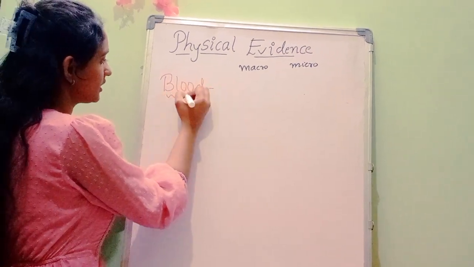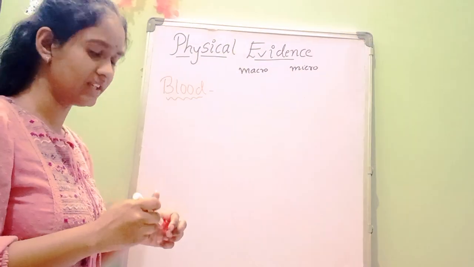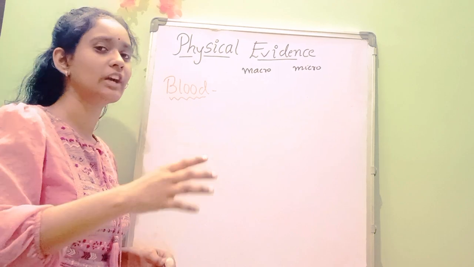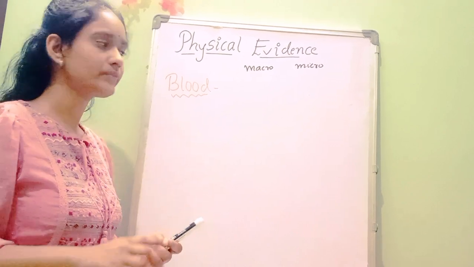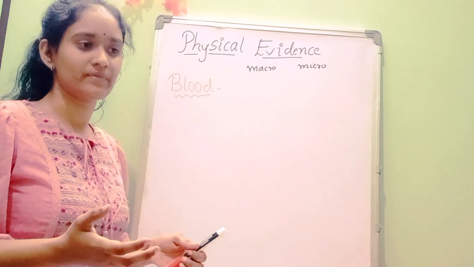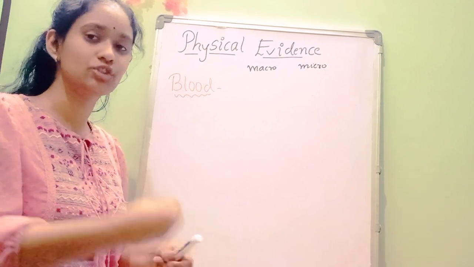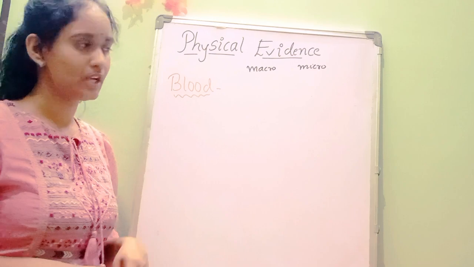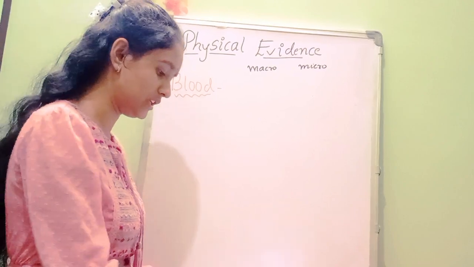So majorly you can see many types of physical evidences. In different types of crimes, if it is a murder, you can see blood, of course. If it is a kidnap, they may first injure the person, then they can kidnap. So in those cases, the blood is very important.